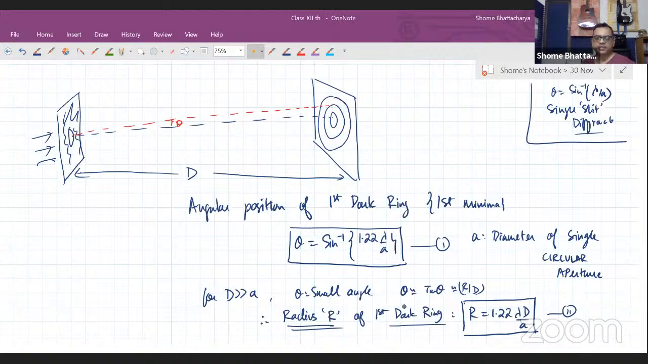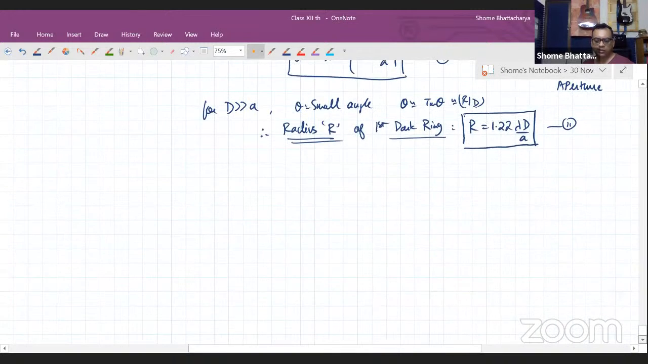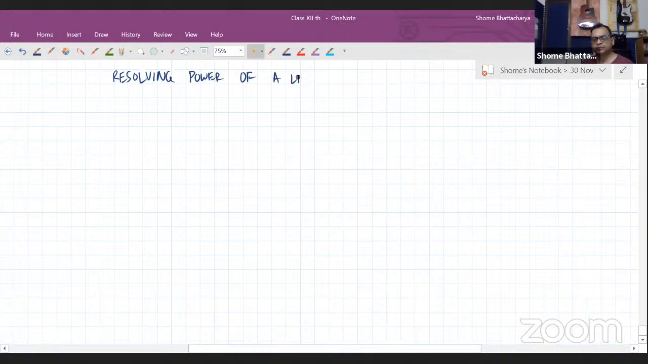So this is a formula you will have to memorize. Okay. Now the next place this formula becomes significant is in a property of a convex lens called the resolving power of a lens or limit of resolution. So this is particularly useful in construction of telescopes and such devices where objective lenses are used. So resolving power of a lens and something called Rayleigh criterion.